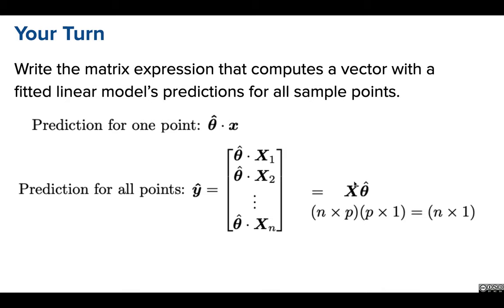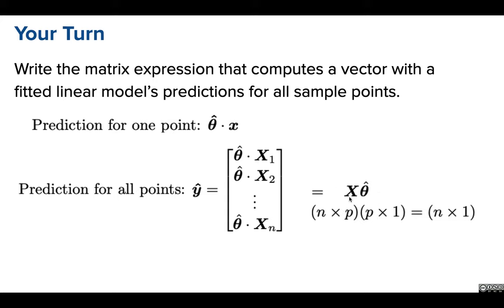Yeah, Ruby? Does p include the intercept? I was confused why it wouldn't be p plus 1. Yeah, so the question is, does p include the intercept? The answer is yes. I'm using p a little sloppily here, but in this case, I'm assuming that the intercept term is already added to x. I just don't want to have to write p plus 1 everywhere. So usually when I write down p, you can assume here that I'm including the intercept term in x.